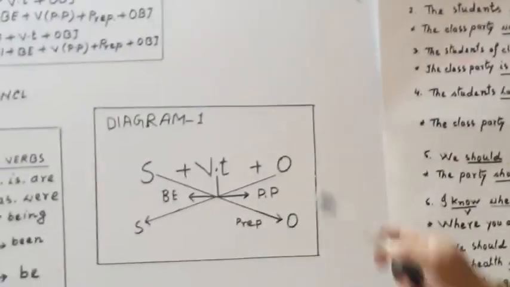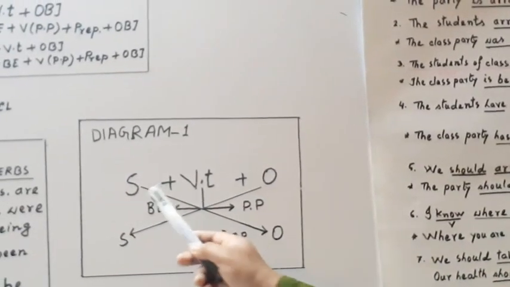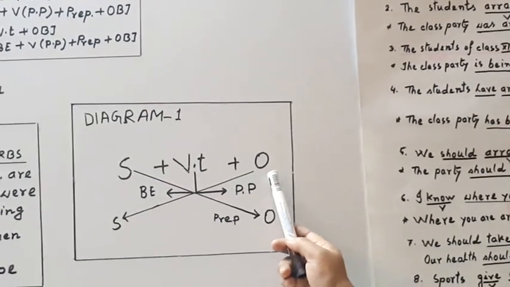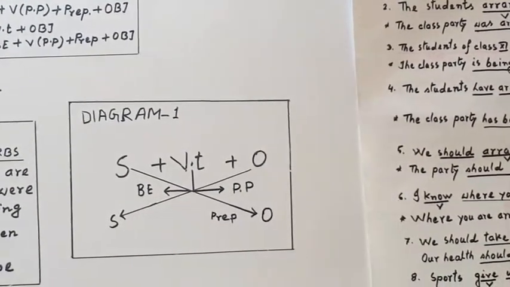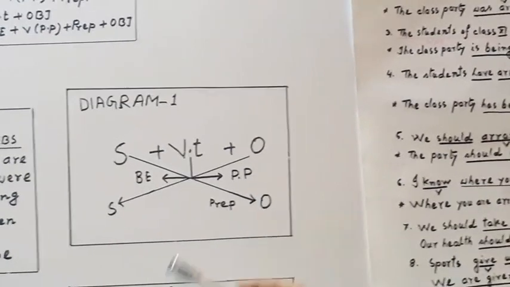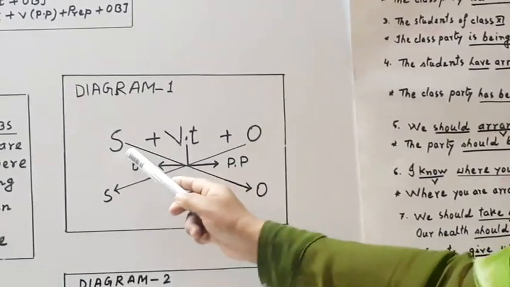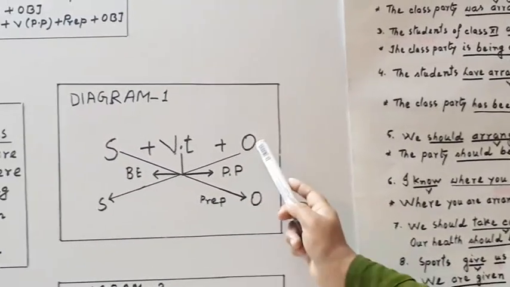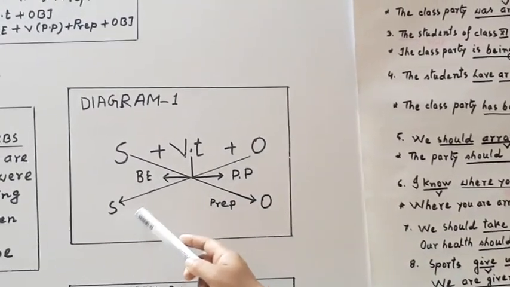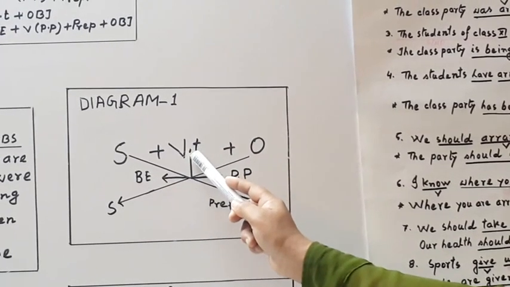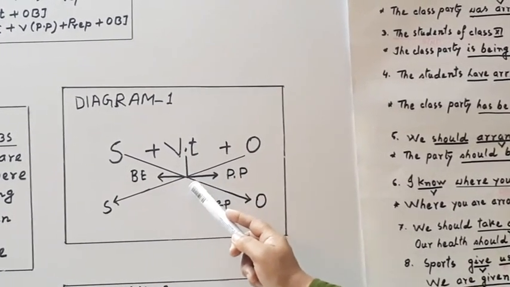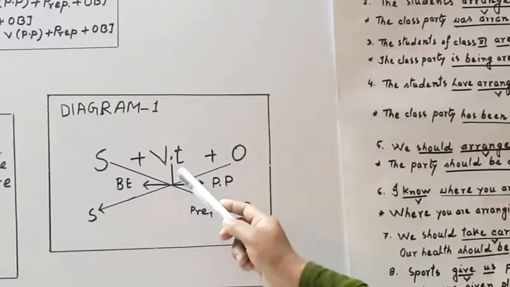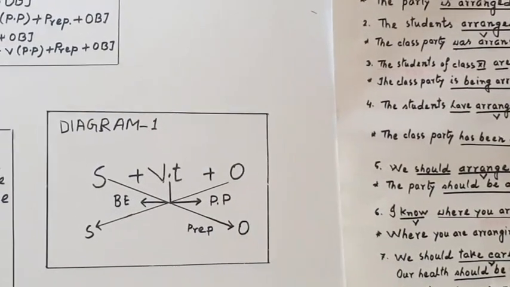In active voice, you see in the first diagram, there will be a subject, a transitive verb, and an object. But when you change it into the passive form, the object has become the subject, and the subject has become the object with a preposition. The transitive verb, I mean the main verb, has become past participle form, and you see I have added a be verb.